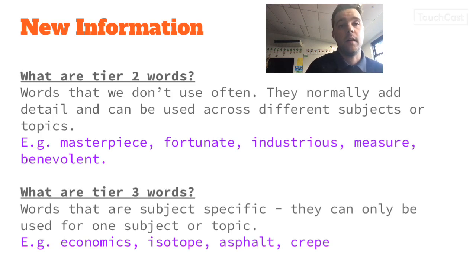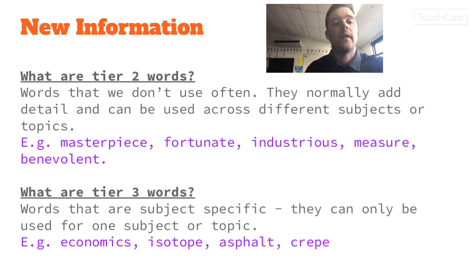But tier 2 words are words that we don't use often, so we don't use them every day, and they normally add detail, but most importantly, they can be used across different subjects or topics. So like masterpiece, fortunate, industrious, measure, benevolent. I can use all these words if I'm talking about cricket, if I'm talking about a piece of art, if I'm talking about a day at school. They're words that add detail. They are probably what we've called in the past wow words, you might have heard. Tier 2 words are those kinds of words.